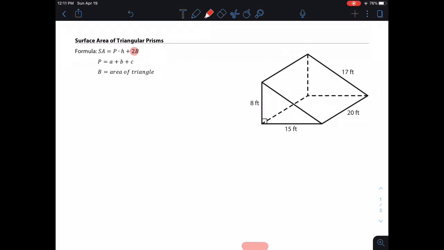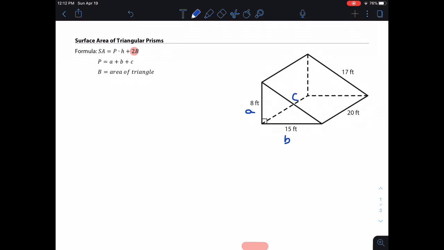And the question is, why P? Well, P is the perimeter of the base, and it says a plus b plus c. I have a triangle here, so I have sides a, b, and c, right? I'm just going to add those three together to get the perimeter, and then I'm going to be able to use that to find the area of the rectangles.